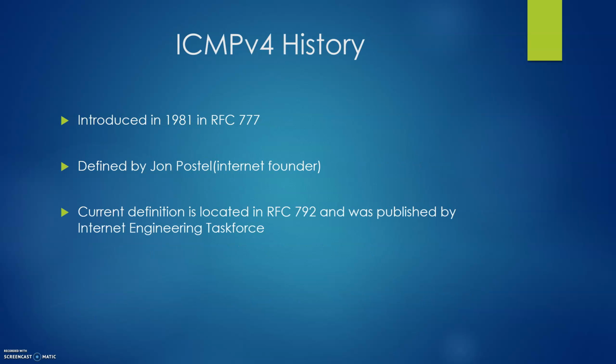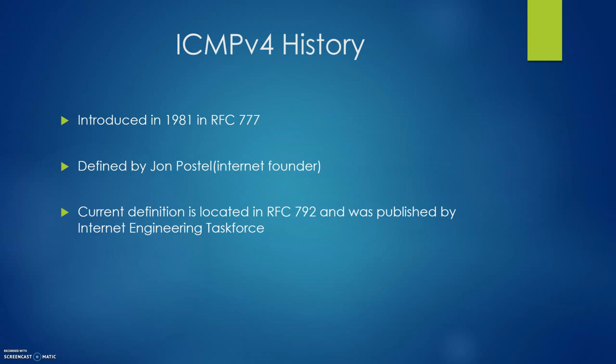And so let's go over a little bit about the history. ICMP version 4 was introduced in 1981 in the Request for Comments 777. It was defined by John Postel, who was an internet founder. It's had some revisions since then, and the current definition is located in the Request for Comments 792 and was published by the Internet Engineering Task Force.